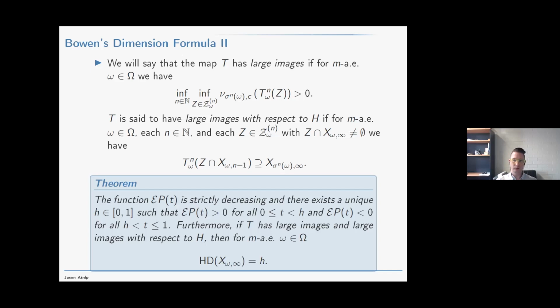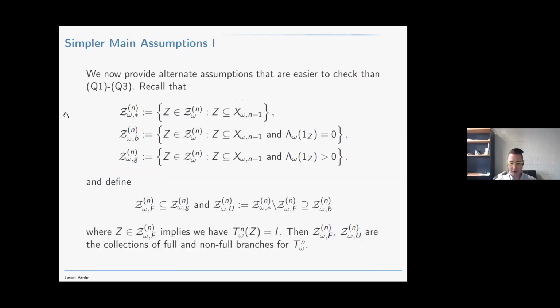And so now, those are the two main questions we wanted to talk about. So I want to go back to our main assumptions. Earlier I said we had these kind of complicated main assumptions, but we can do a little bit better and make these a little bit simpler. Okay, but in order to really state these simpler assumptions, we need to recall these kind of complicated good and bad partitions that we had.